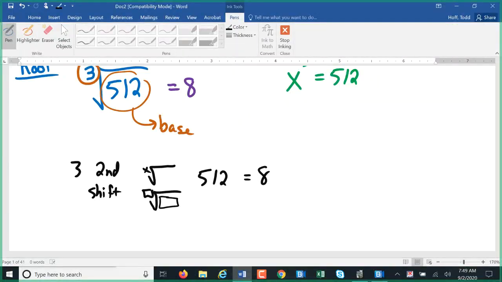Give you guys a chance to enter that, see if it comes out to 8 for you. Is there anybody that did not get it to come out? Perfect.